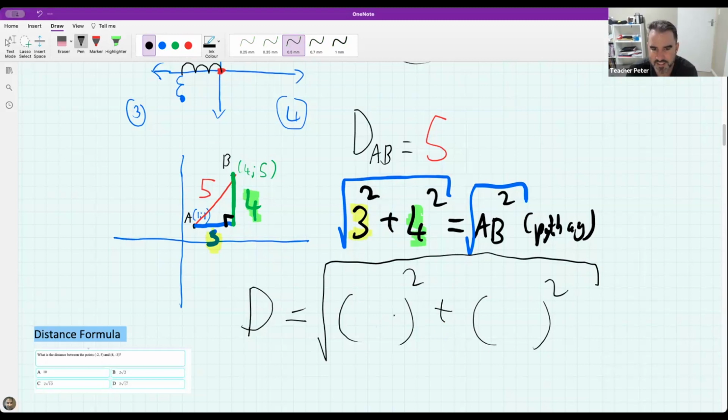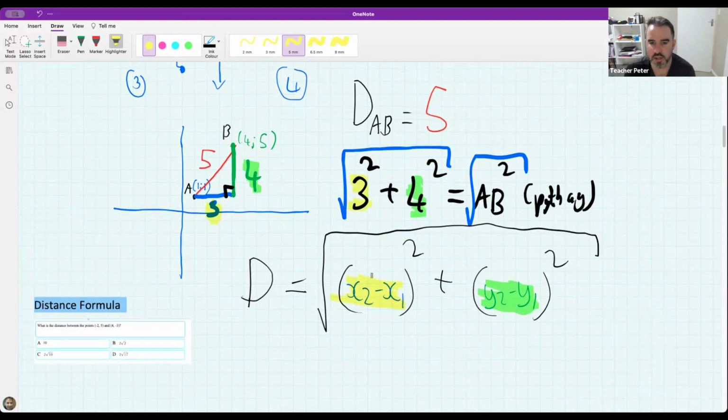Now, what is the exciting bit inside here? In order to get the change in x, all we do is we go x2 minus x1. And over here, we will go y2 minus y1. Now, these correspond to the change in y on the drawing, and this corresponds to the change in x.